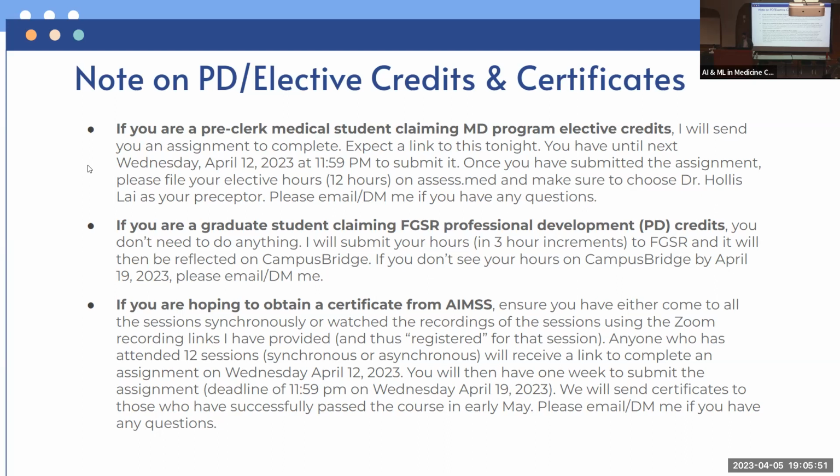And as soon as you submit it, go on to your assess.med. Those of you in med school know how to do this. And put the elective name in there and make sure you choose Dr. Hollis Lai as your preceptor. And then essentially once you've done the assignment and done this, then he'll be able to approve that you've done this. Email or DM me if you have any questions or if something goes wrong.